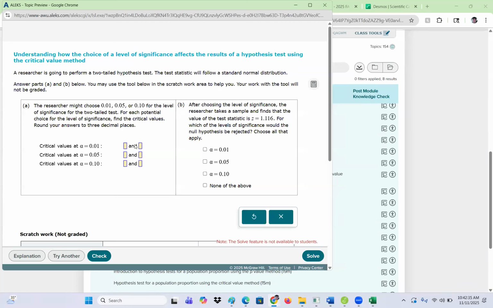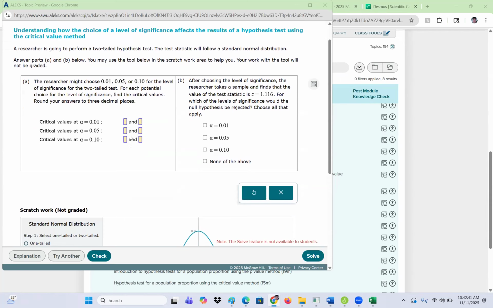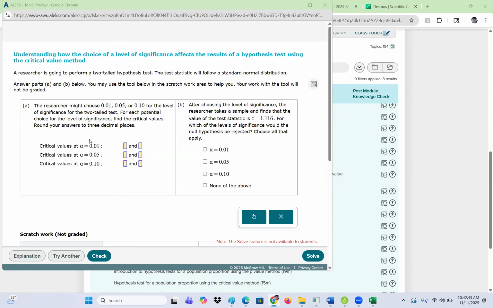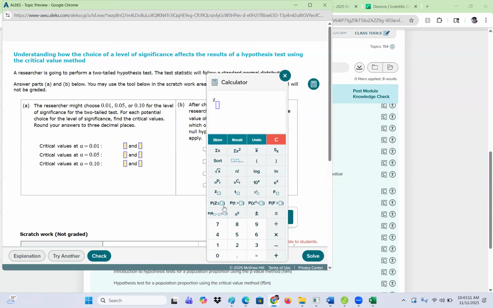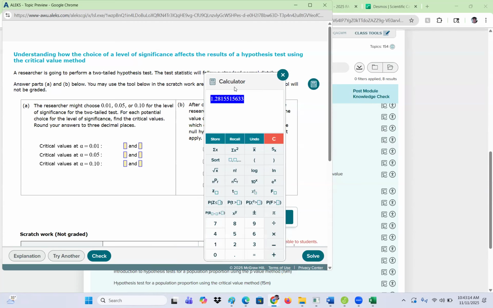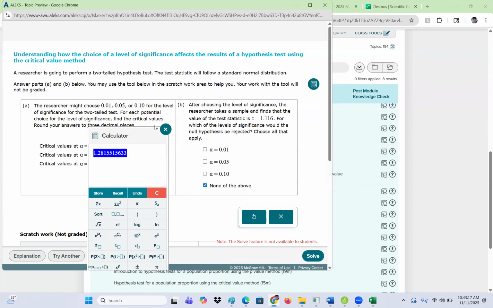So we can also look at critical values. You work with two, that would not be graded. And then it should be 10%, or maybe none of these above. The Z of 10%, something like that, is 1.28. It's not one of these. Okay.